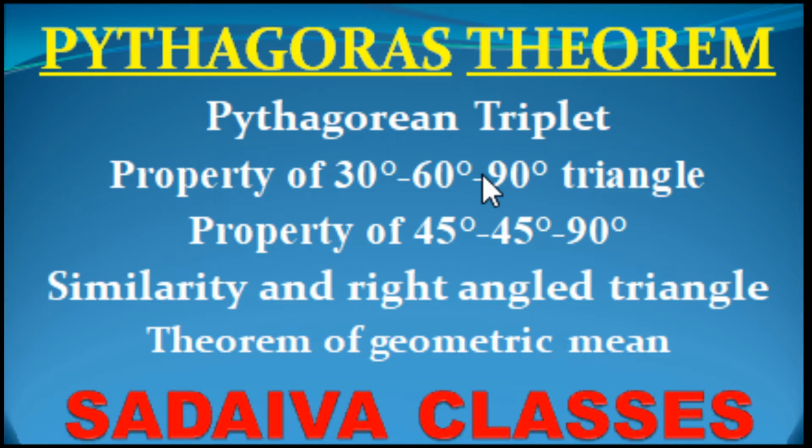Today we are going to see the Pythagoras theorem, its converse, then Pythagorean triplet, property of 30, 60, 90 triangle, then property of 45, 45, 90 degree, then similarity and right angle triangle, and theorem of geometric mean. This is the second chapter of Maths Part 2 of Standard 10 Maharashtra Board.